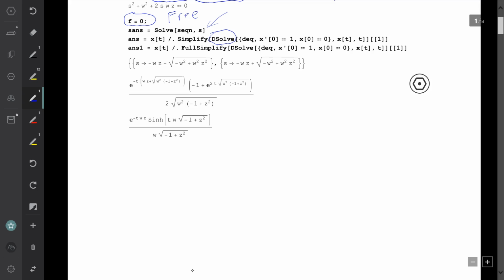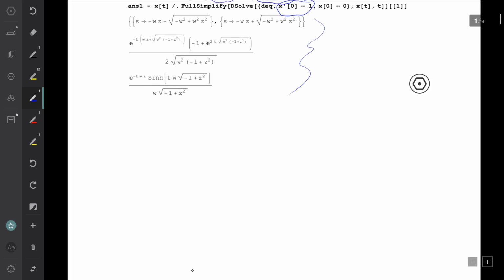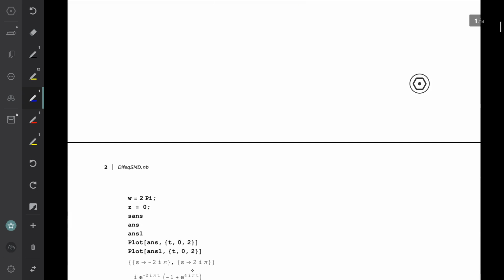I'm going to demonstrate that those 2 are the same, even though one looks perhaps more understandable than the other. In this particular case, I'm starting off with initial condition, initial velocity. So these are the solutions. I'm not expecting you to do those, but that's the solutions.